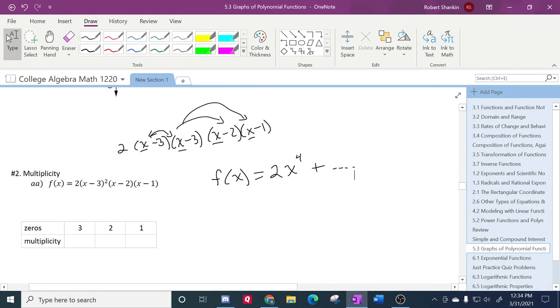What causes x-intercepts is when the input causes the output to be 0. If you put 3 in as your input, it causes this to be 0. 0 times anything is 0, so the output is 0. The inputs that cause the output to be 0 are called zeros. Now, there's also other names. Zeros are also called x-intercepts of a function.